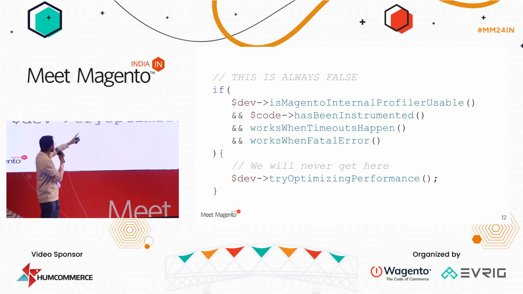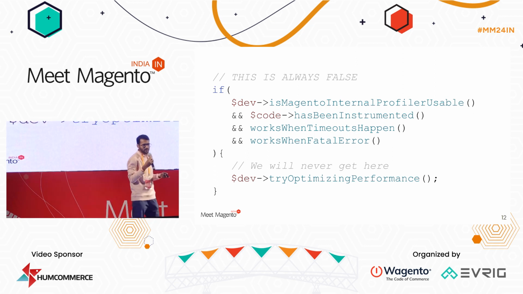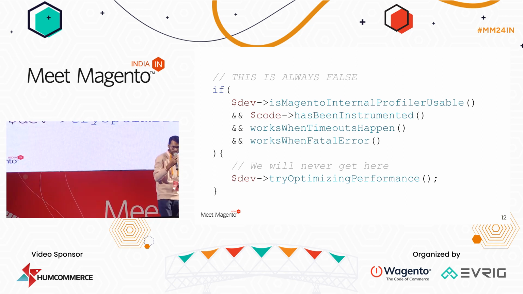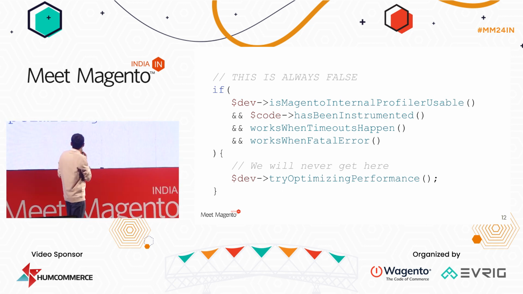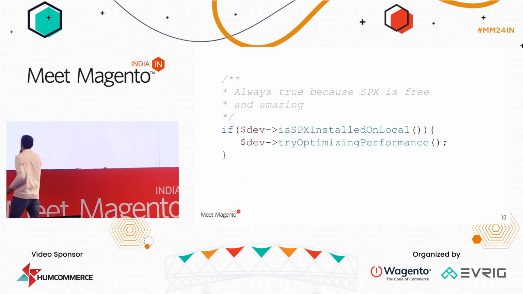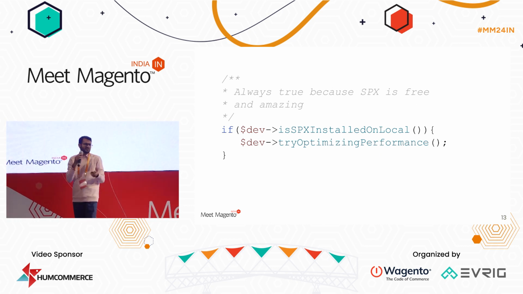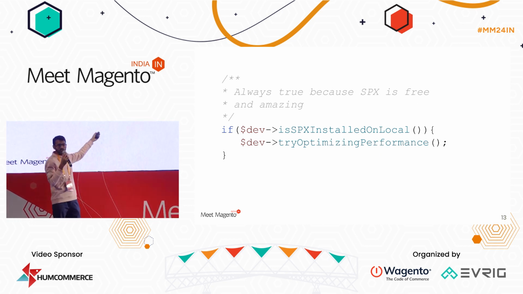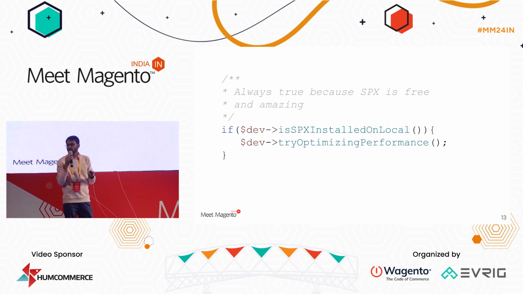And then there are other problems, like it doesn't work when the timeout happens, or it doesn't work when a fatal error happens. So Magento's inbuilt profiler, I was using it 2 years ago, then I started using XHProf, but I always found it difficult. Then this is the simple case. Do you have SPX installed on your local? If you have it, as I just showed you, generating a profile is as quick as reloading your page. That's it.